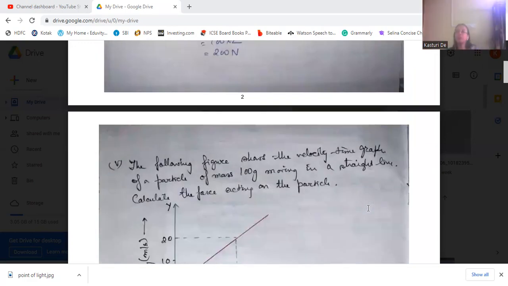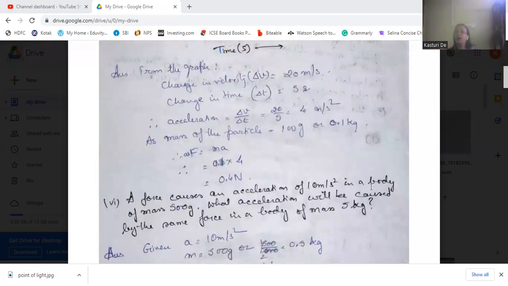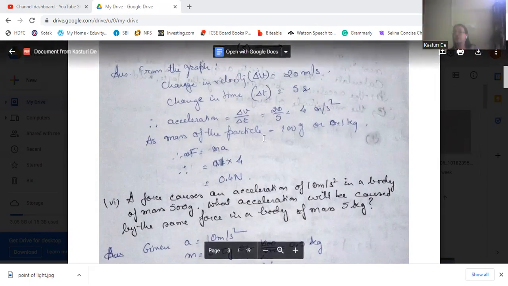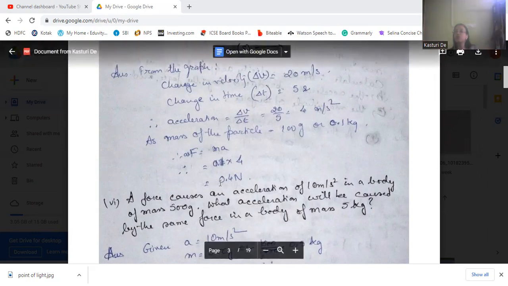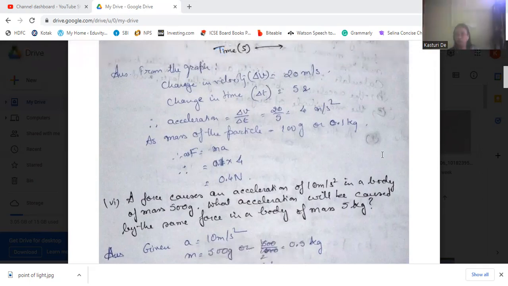Now, the mass of the particle is 100 grams. As the mass is 100 grams, that means we need to convert it to kg, because meter per second is the SI system. So this should also be in the SI system. Mass should also be in the same system. So that is converted into kg. So 0.1 kg. Force is equal to mass into acceleration. So mass is 0.1 into 4. That is equal to 0.4 Newton will be the force applied on the particle.